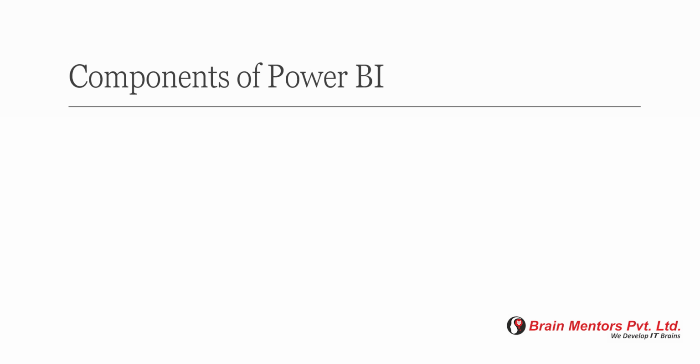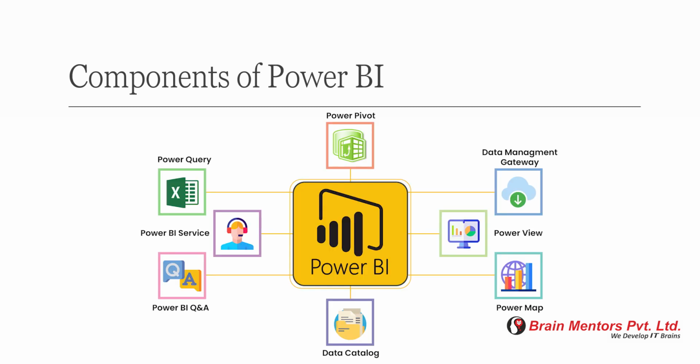So Power BI majorly has these 8 components: Power Query, Power Pivot, Power View, Power Map, Power BI Service, Power Q&A, Power Data Management Gateway, and finally the Data Catalog. So what are these components?